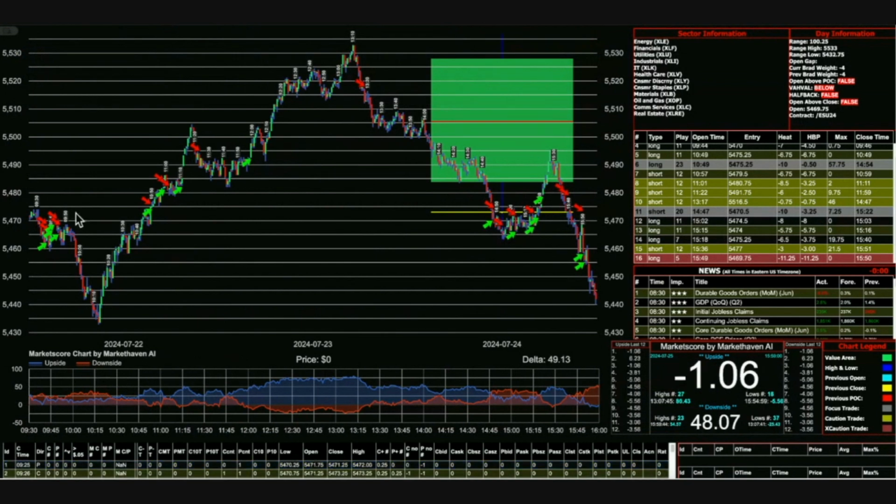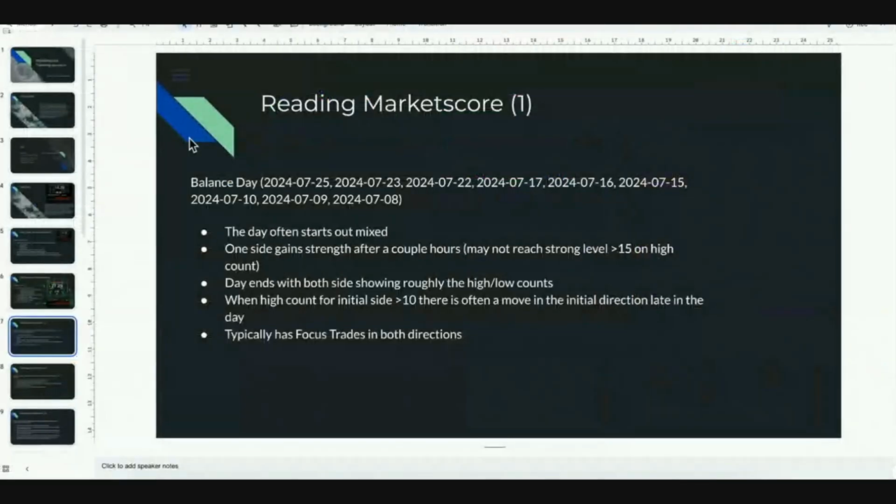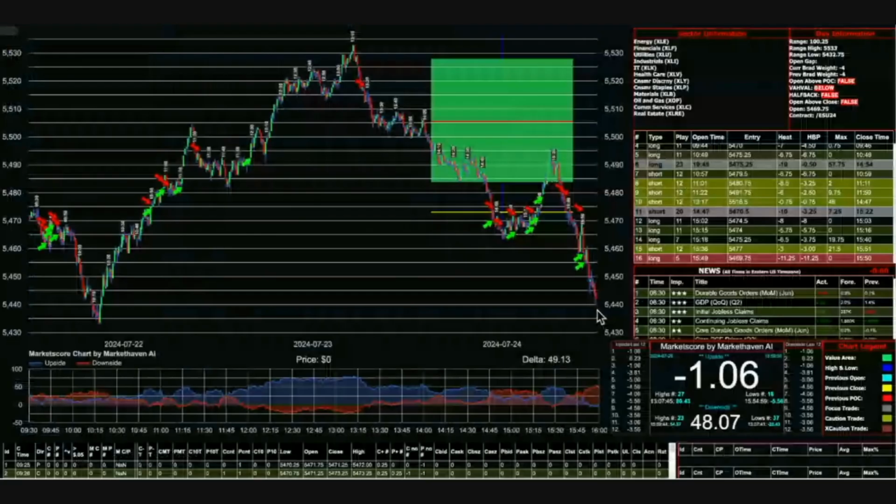And as I said, it ends up basically meandering around and kind of sticking around that. It does at the end of the day get a sell-off, but that was more of an afterthought than really the intention of the day. The day ends with both sides showing roughly the same low and high counts. And as you can see, the number of high counts are very similar.